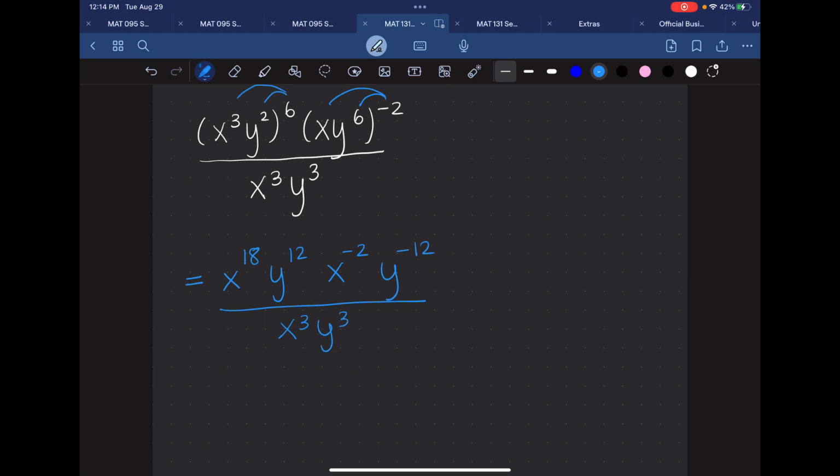Now I'm going to start combining my like variables. So I have an x to the 18 and an x to the negative 2, which simplifies to an x to the 16 in the numerator. y to the 12 times y to the negative 12 simplifies to y to the 0, or 1. And then I have divided by x cubed, y cubed. When I simplify the x to the 16 over x cubed, I end up getting x to the 13 divided by y cubed. And so this would be my final answer here.